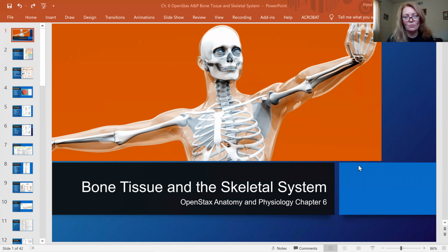And I'm using OpenStax's Anatomy and Physiology book. That's a free book that you can access online, and I think that's really great. You don't need to pay lots of money to purchase your textbook. So let's go ahead and begin.